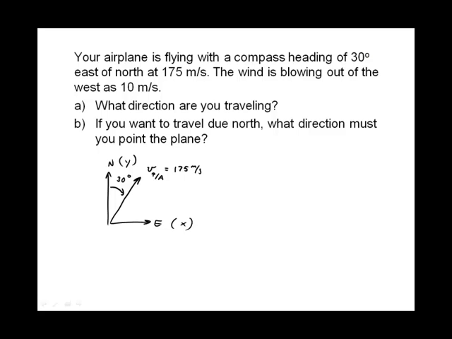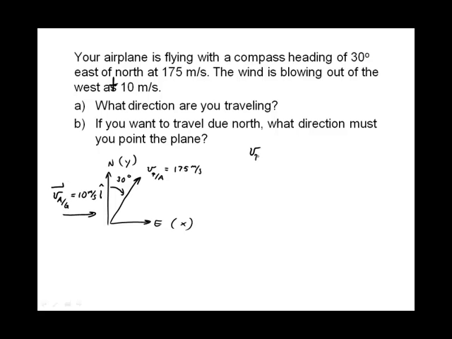Now the wind is blowing out of the west at 10 meters per second. So it's blowing in this direction. So this is the velocity of the air with respect to the ground. And that's going to be 10 meters per second. And it's coming out of the west, meaning it's blowing to the east. So this would be in the i hat direction.